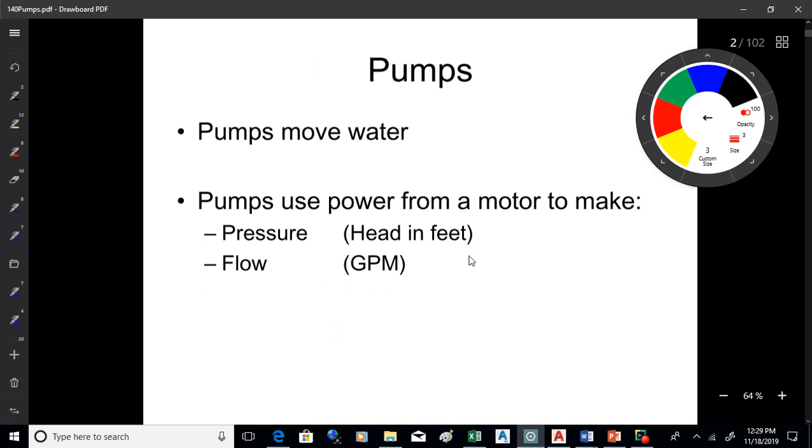Okay. So what pumps do is they move water. They use power from a motor to make two things. One is pressure, which we measure as head and feet, and the other is flow. Okay, so different pumps will split that power from the motor in different ways. Some are high pressure, low flow. Some are higher flow, lower pressure. But the power from a motor is split between doing those two things.